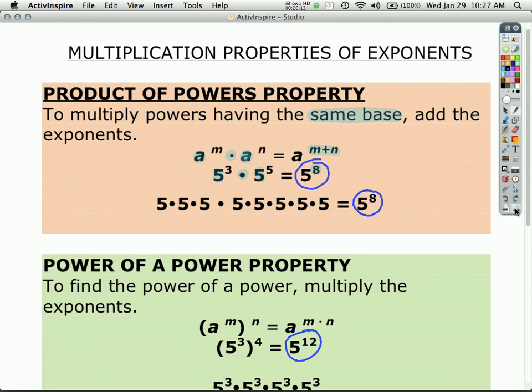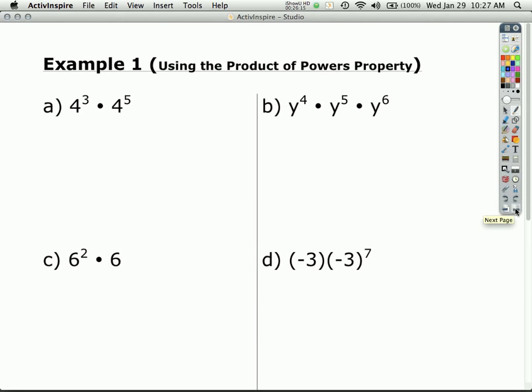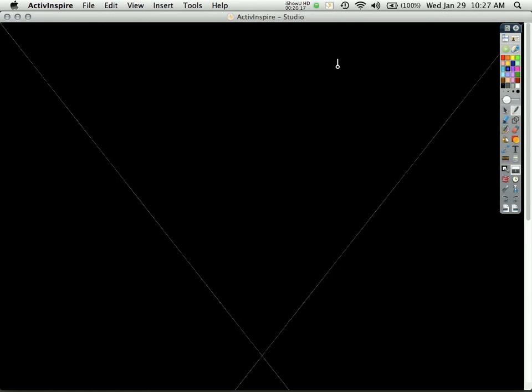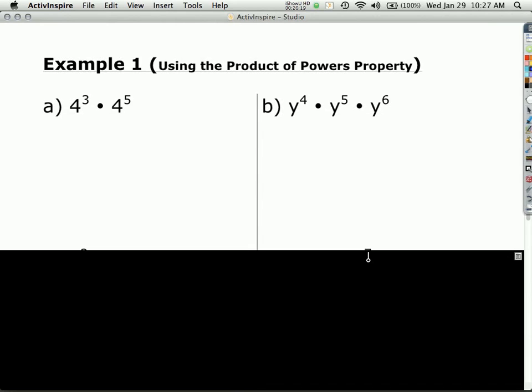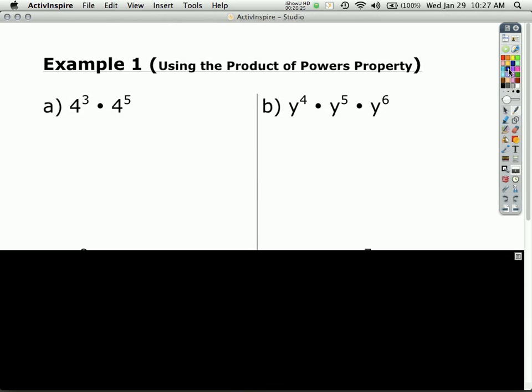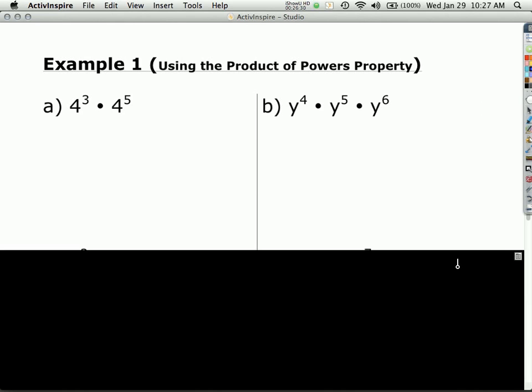But let's start with the building blocks. Here we go. Product of powers. Like I said, it's going to start pretty simple, and then it's going to get complex at the end. Four to the third power times 4 to the fifth power. You have two choices. Do not do what I'm going to do right now. I will tell you when to start. But you have two choices.